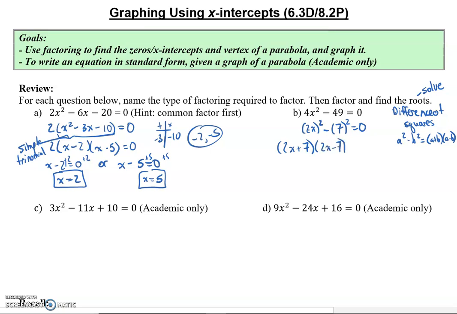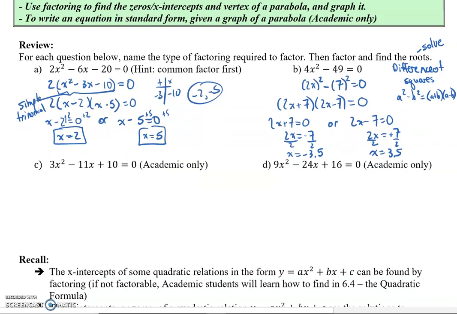Now remember that the 2 and the x need to be in brackets, because I see so often that people forget to square the coefficient on the x, and if you forget to do that, you end up with 4x plus 7, 4x minus 7, which is not correct. So we get 2x plus 7, 2x minus 7, which means that the first factor is equal to 0, or 2x minus 7 is equal to 0. For 2x plus 7 equal to 0, we subtract 7 from both sides, divide both sides by 2, and we arrive at x equals -3.5. Do the same thing for the other one, but in this case we're going to have 2x equals +7. Dividing by 2 gives us x equals +3.5.